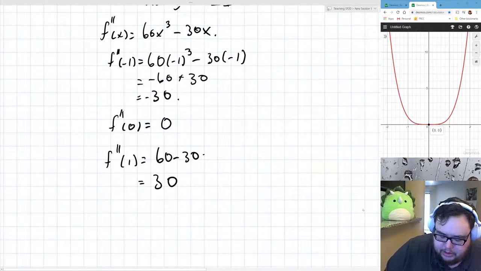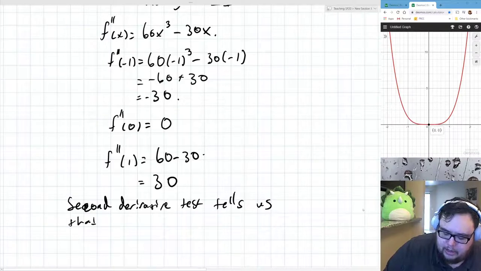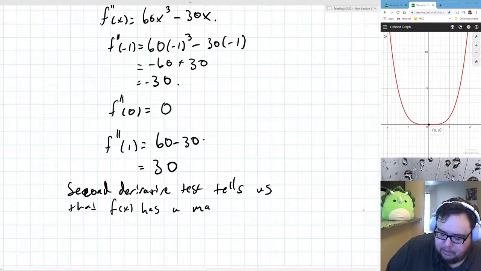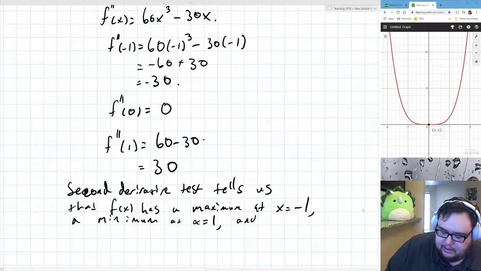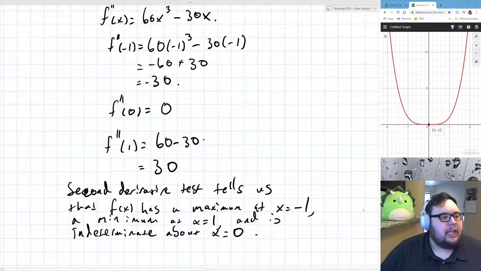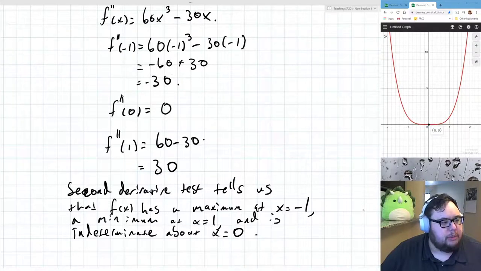So the second derivative test tells us that f of x has a maximum at x equals negative 1, a minimum at x equals 1, and is indeterminate about x equals 0. I think last class we did this using a sign chart, and we found that it didn't change signs. And that this happens to be the situation where x equals 0 was neither a minimum nor a maximum.